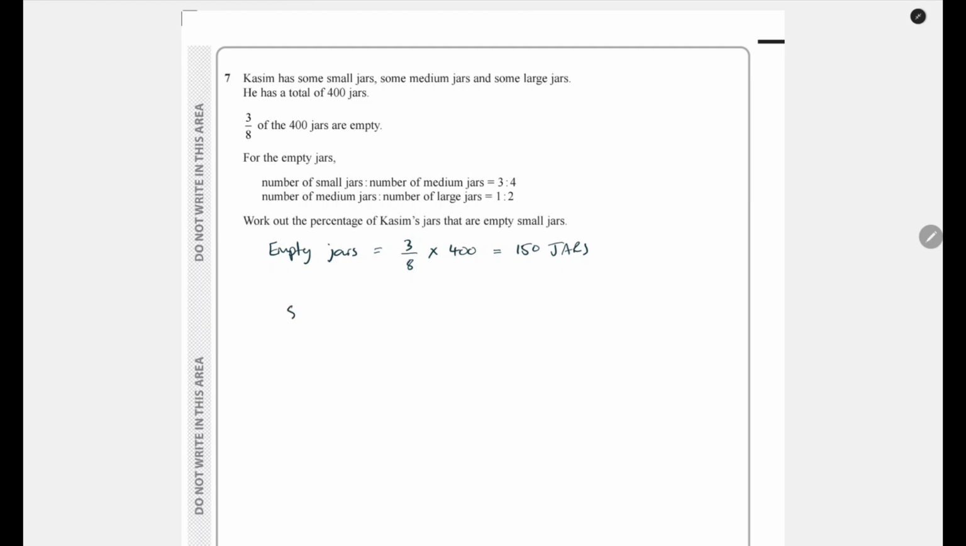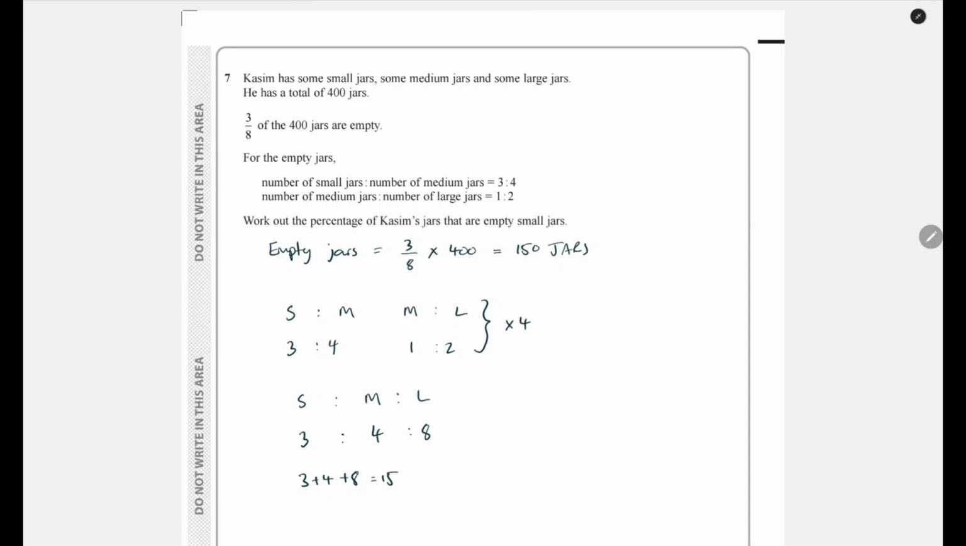Now, if we write out the ratios, we have a ratio of small to medium of 3 to 4, and the ratio of the medium jars to the large jars as 1 to 2. We want to combine these two ratios, but we've got to make sure that the medium jars are the same. So we need to multiply these two by 4. And that gives us small to medium to large of 3 to 4, and the 2 multiplied by 4 giving us 8. Whenever we're dealing with ratios, we always want to know what the total is. So 3 plus 4 plus 8 gives us 15.